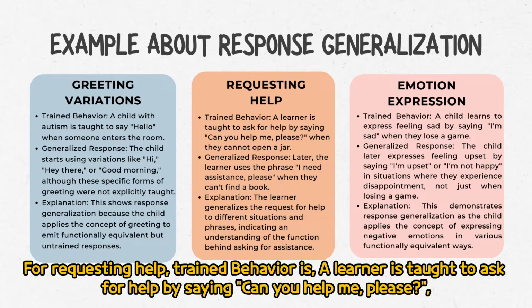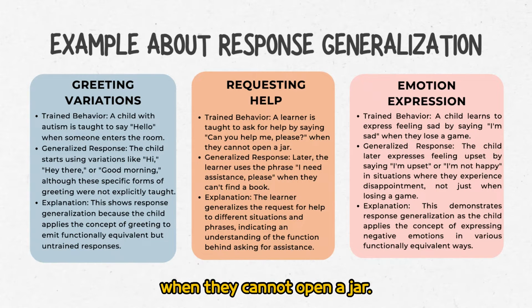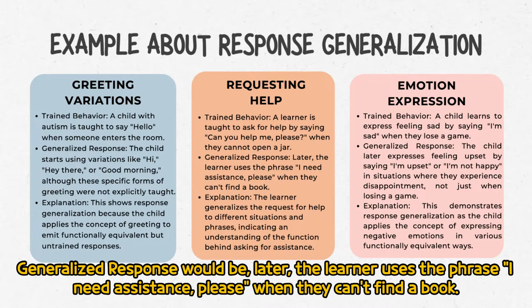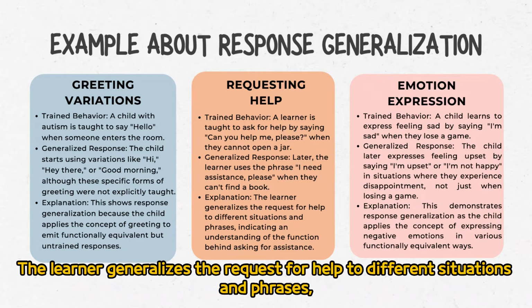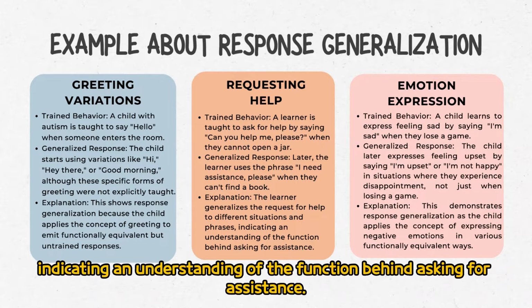For requesting help, the trained behavior is: a learner is taught to ask for help by saying, "Can you help me, please?" when they cannot open a jar. The generalized response would be: later, the learner uses the phrase, "I need assistance, please," when they can't find a book. The learner generalizes the request for help to different situations and phrases, indicating an understanding of the function behind asking for assistance.